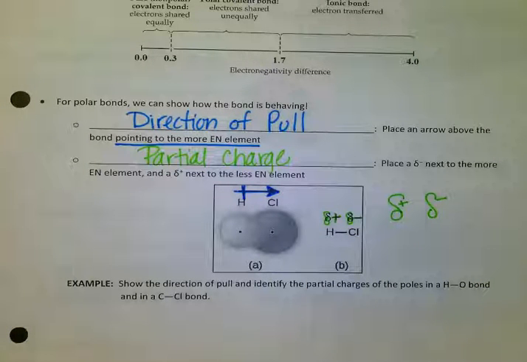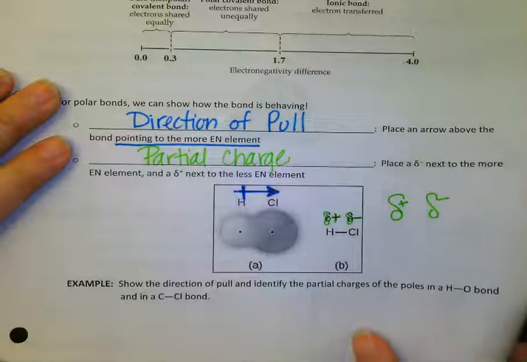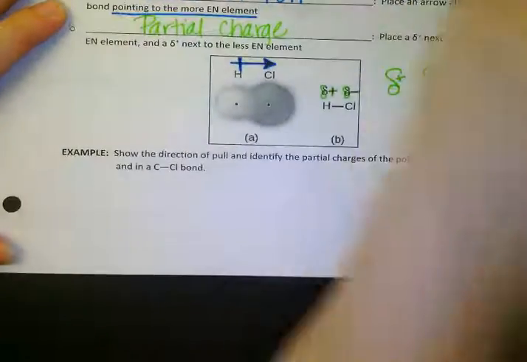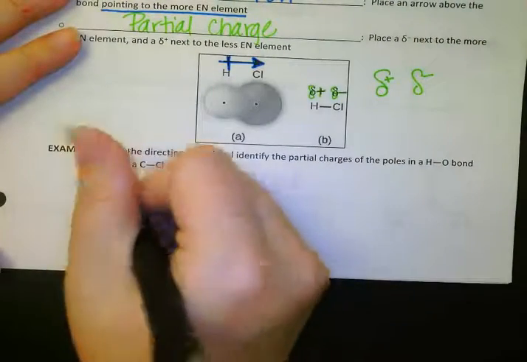I'm going to do one example with you. You're going to do the other example by yourself. Then we're going to have questions and move on to molecular polarity. So, a couple of examples. Let me scoot this up real quick. Let's do H and O.